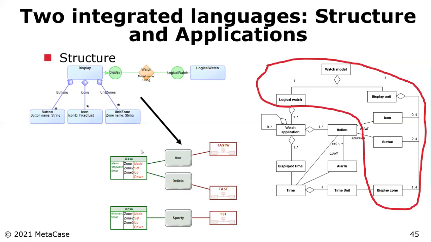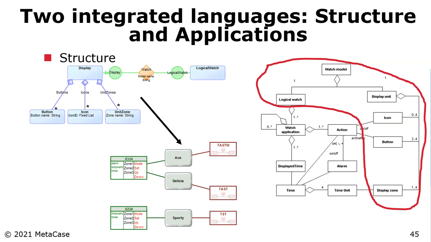So here, if you look at this meta model, it says that we have one watch product. Here's an instance of it. Here's one watch product, and it has one logical watch and one display. So it covers this part. And then each display contains icons, buttons, display zones, covering this part. And in this way, the language specifies exactly what we think the watch products, watch display structures, structural aspects could be.